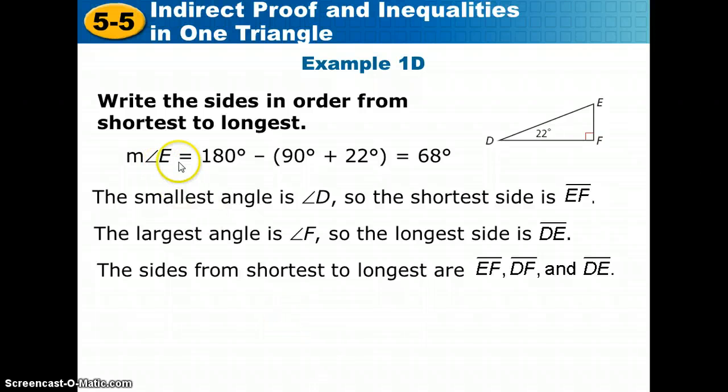Okay, the measure of angle E is 68 degrees when we take 90 and 22 away from 180. So the smallest angle is 22. The largest angle is 90. So the smallest angle, 22 degrees here, shows me the shortest side is EF. The largest angle is the right angle, F. So the longest side is DE. So the sides in order from shortest to longest are EF, DF, then DE.